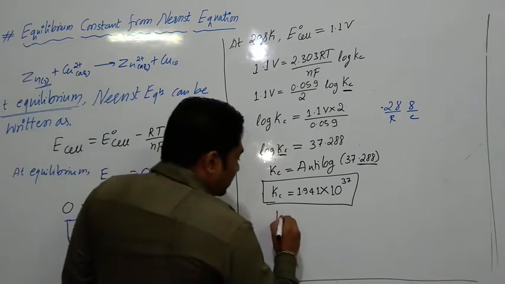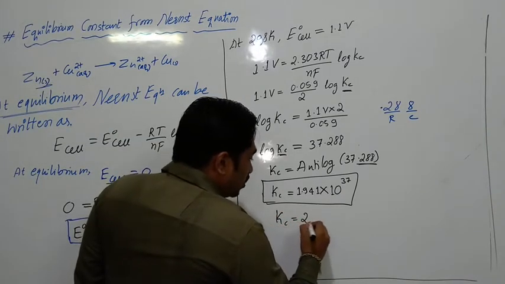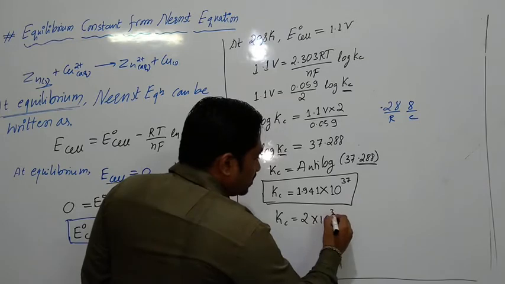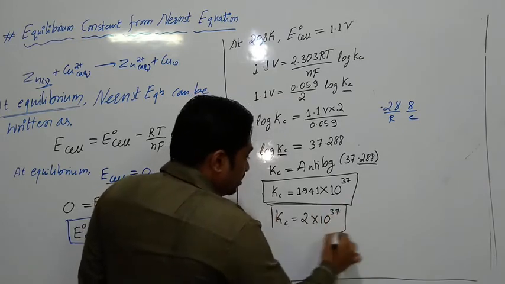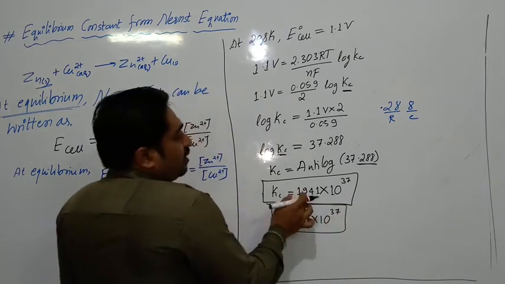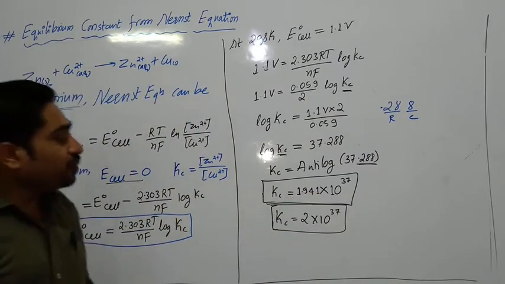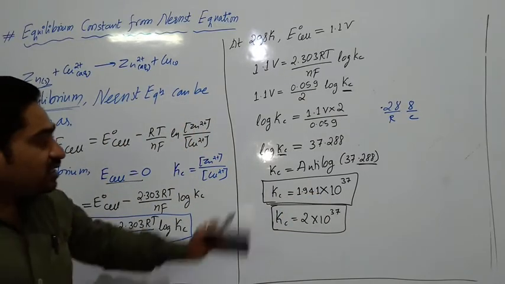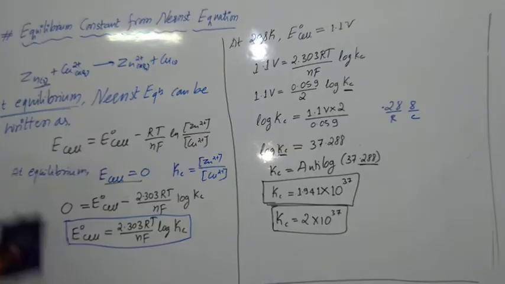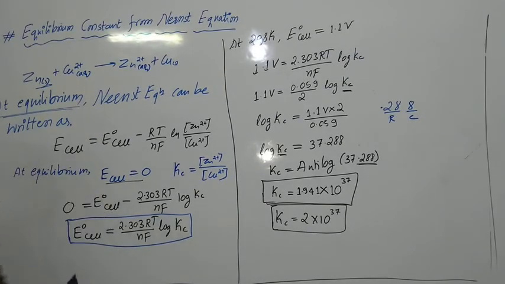So roughly we can write Kc is equal to 2 into 10 to the power 37, isn't it? So I have rounded off to this figure. 1.9 is nothing but 2 into 10 to the power 37. So this is the value of the equilibrium constant for the given reaction.